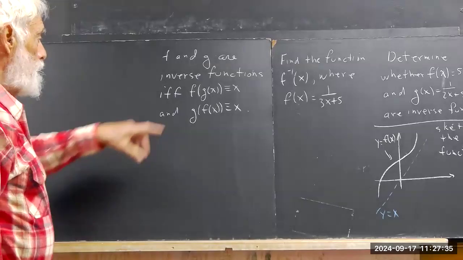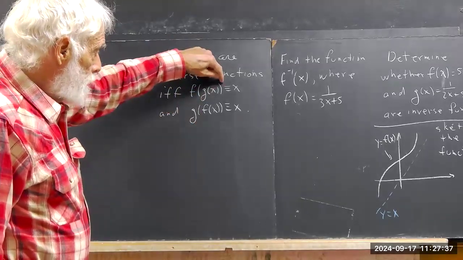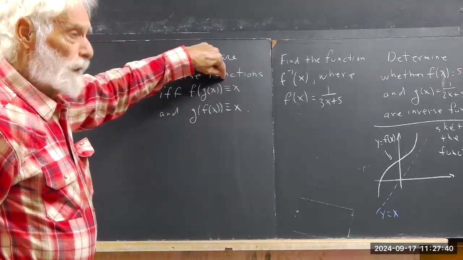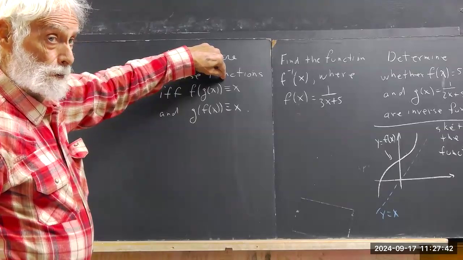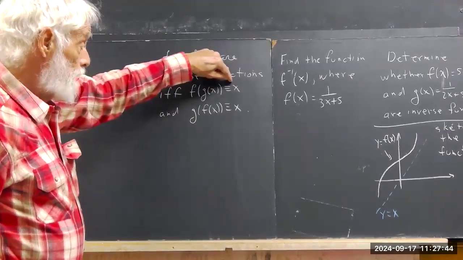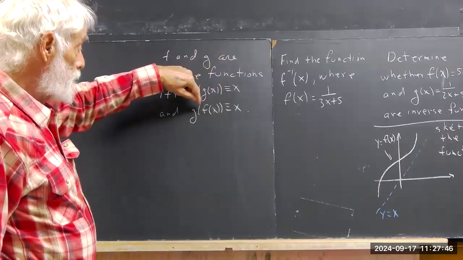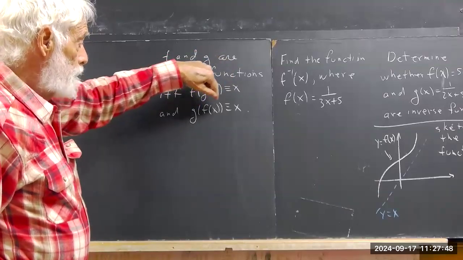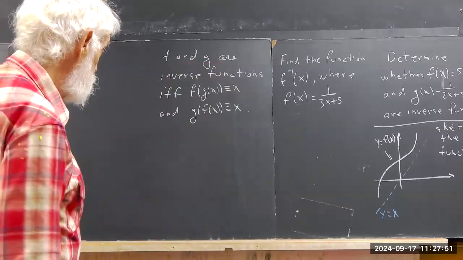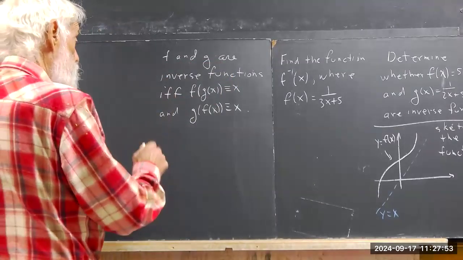Okay. F of G of X is identically equal to X. That's what the triple equal sign means. Identically equal to means for all values of X, F of G of X is equal to X. And similarly, G of F of X is identically equal to X as well. Well, let's test this.